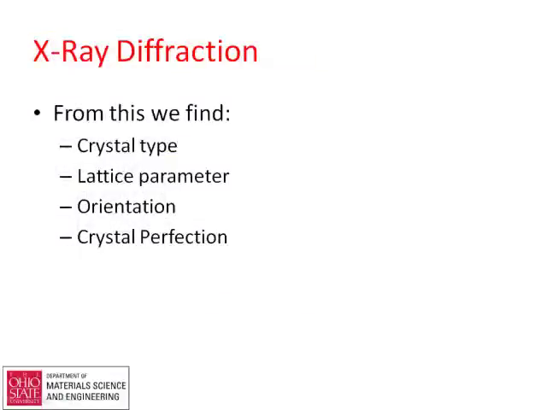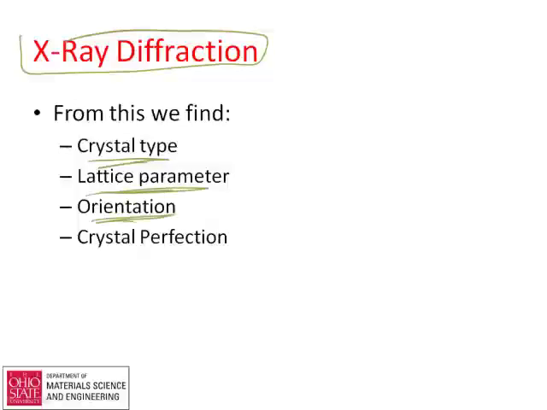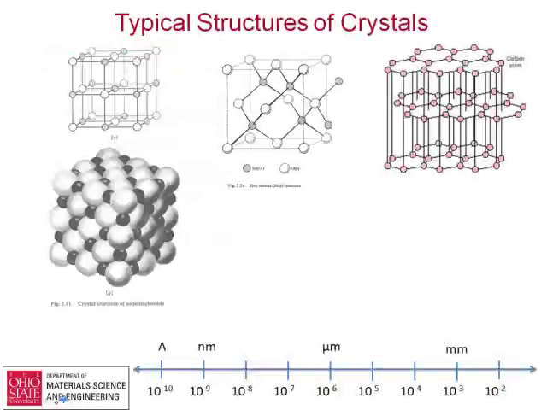The other technique we often use, just before I get into that, is X-ray diffraction. In X-ray diffraction, we can tell you what the crystal types are, what the spacings between atoms are, what the orientations are, and also what the overall crystal perfection is. Again, that's way beyond what we're going to do here, but I just want to mention it for completeness.